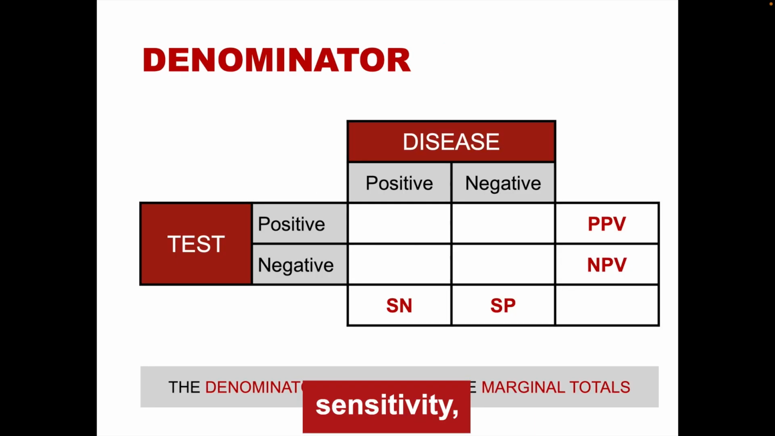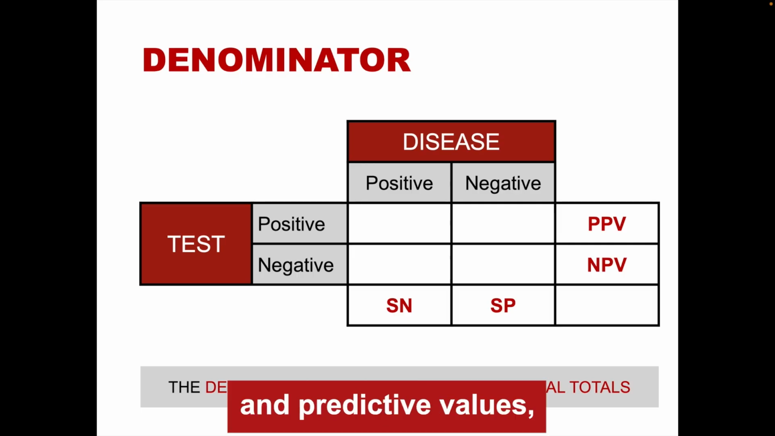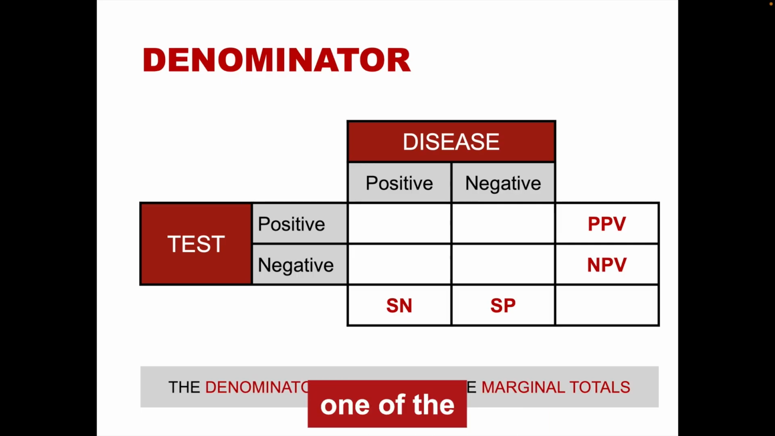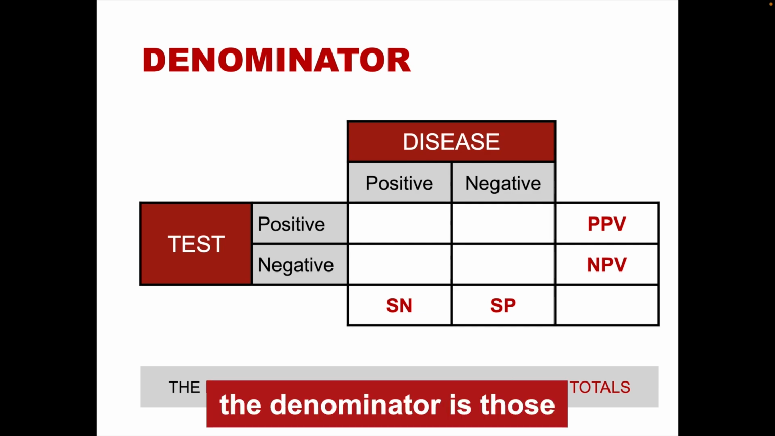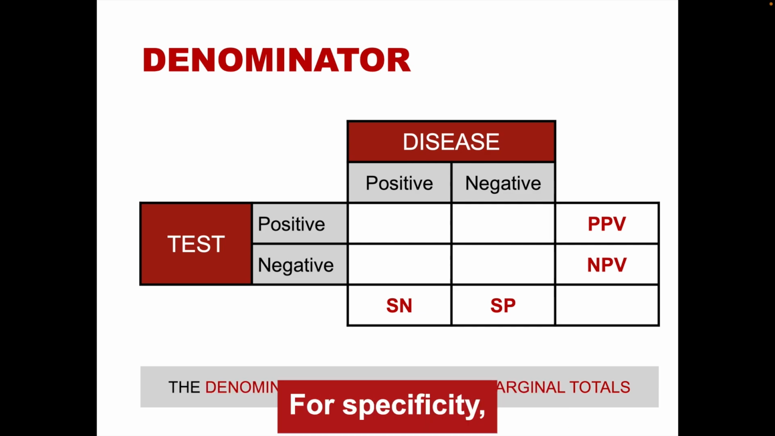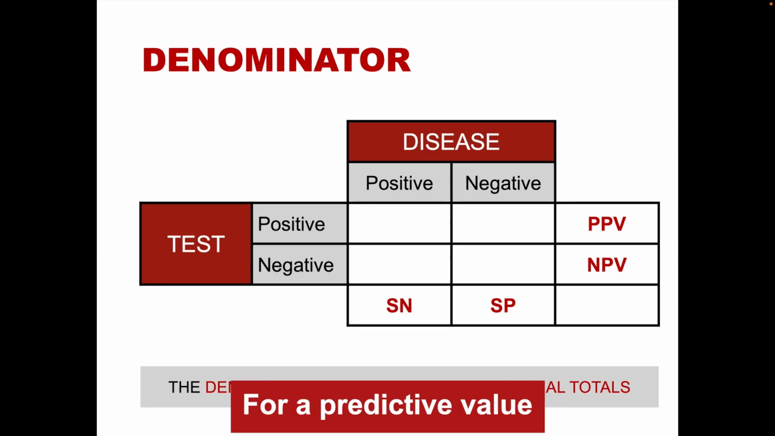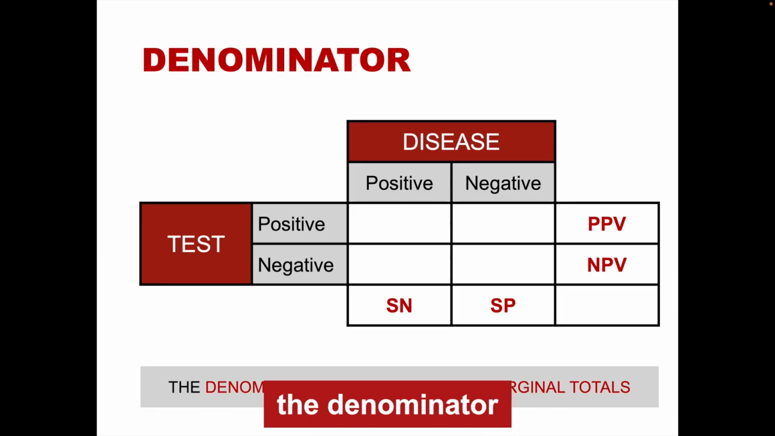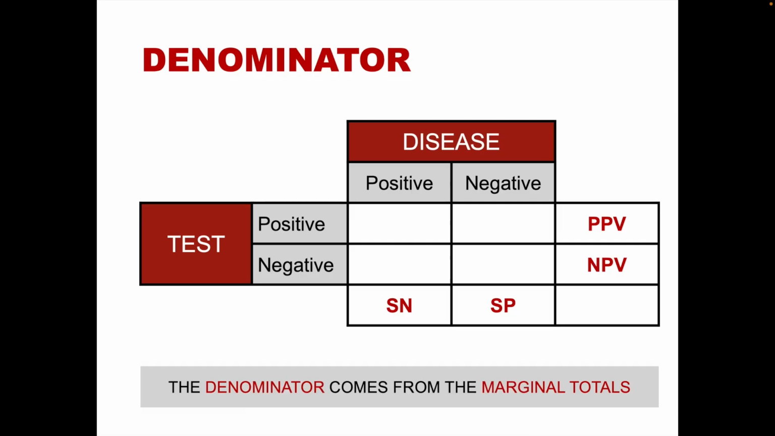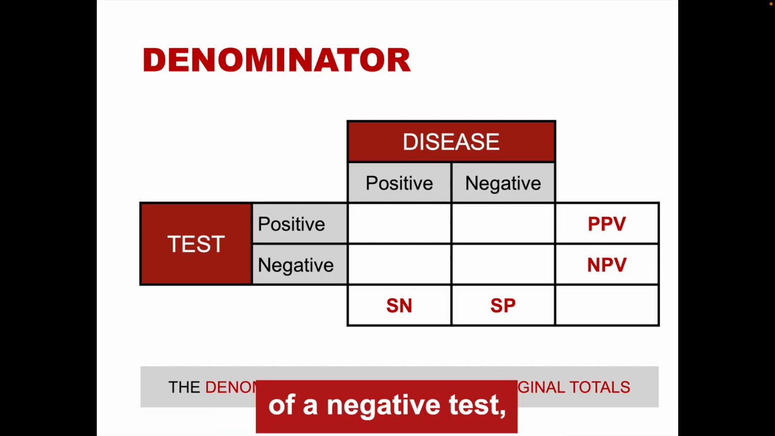In calculating sensitivity, specificity, and predictive values, the denominator is always one of the marginal totals. For sensitivity, the denominator is those with disease. For specificity, the denominator is those without disease. For a predictive value of a positive test, the denominator is those with a positive test. And for predictive value of a negative test, the denominator is those with a negative test.